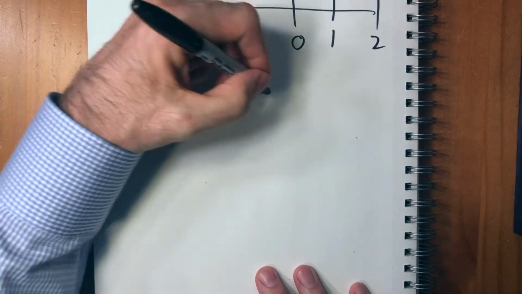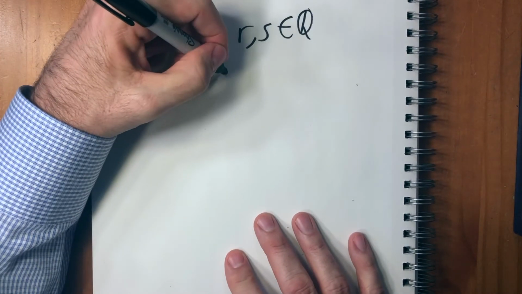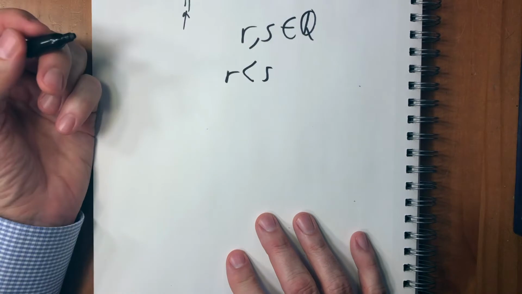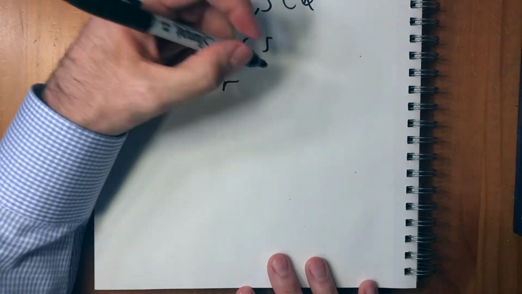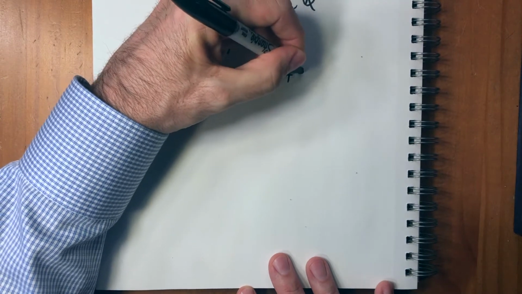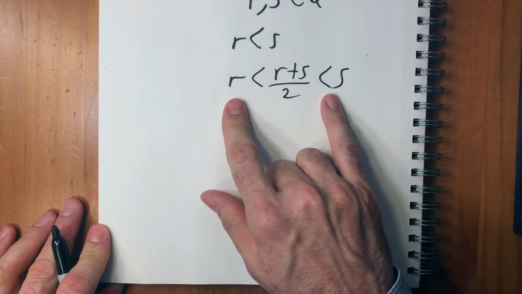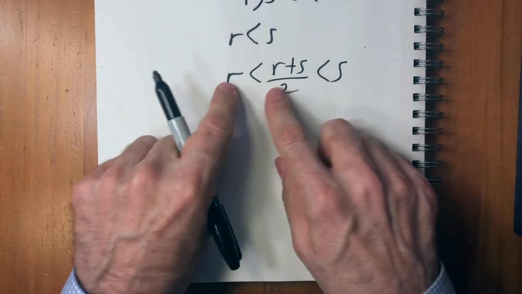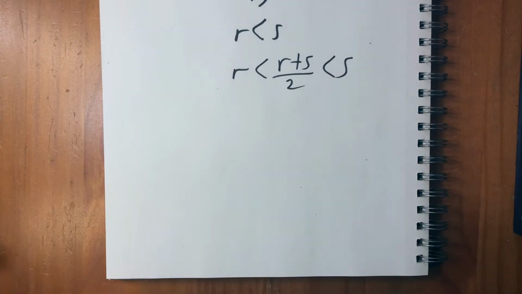Because if you have two rationals such that R is less than S, you can always find a number halfway between. Just take the average. So R is always less than (R plus S) divided by 2, which is less than S, right? That's just the average of these two. It's going to be halfway between. No matter what, these are all rationals. We never left the rationals. Always there's a smaller one.